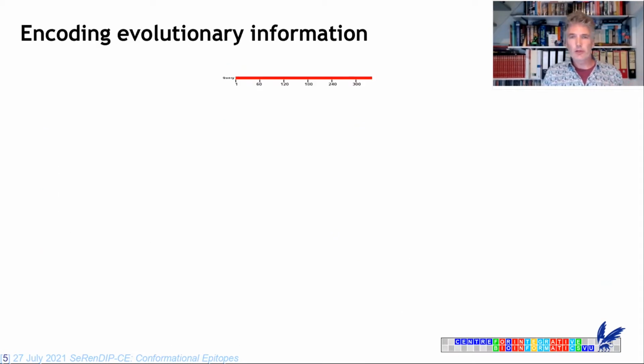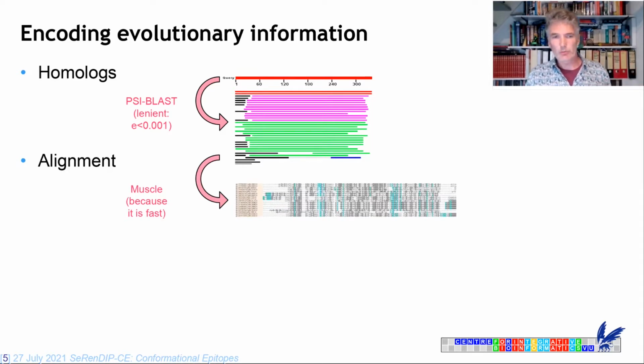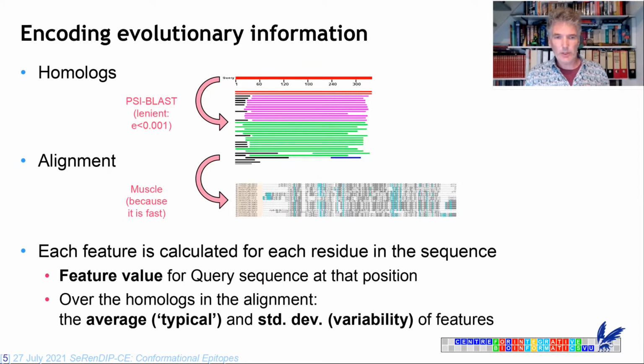One of the things that we also do, and many people do this, is that we encode evolutionary information. Starting from the query sequence, we use SciBlast with a lenient e-value cutoff to find homologous sequences, which we align using MUSCLE. Then we calculate the features for the query sequence, but also for all the homologous proteins in the alignment. And then we take the average and the standard deviation of each feature value at each position.